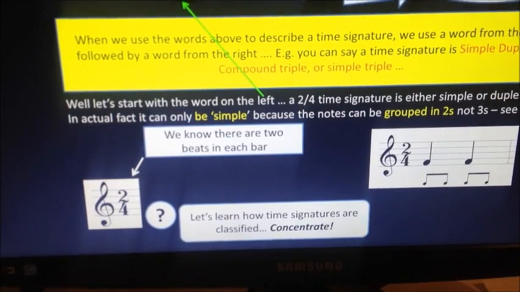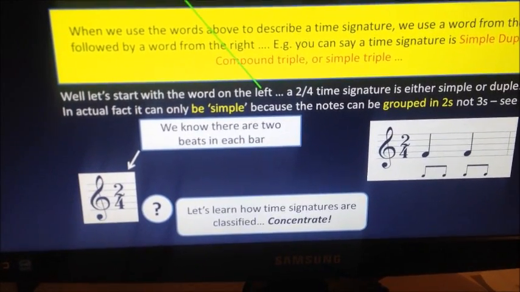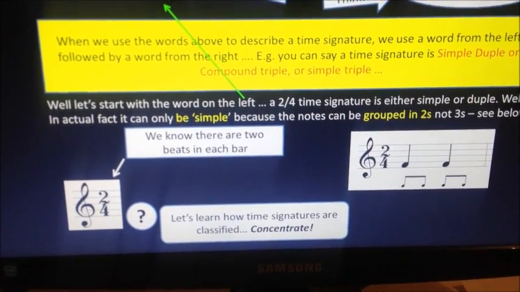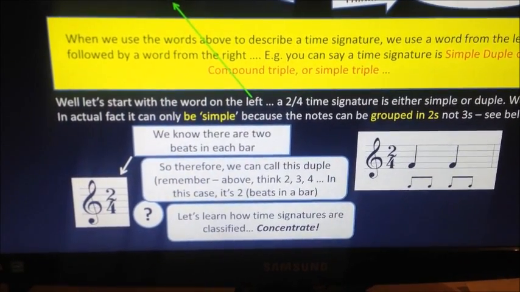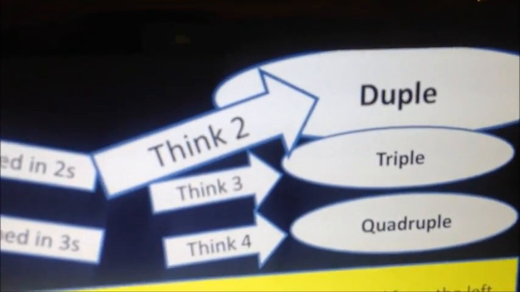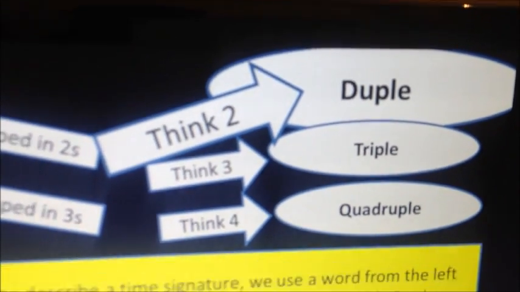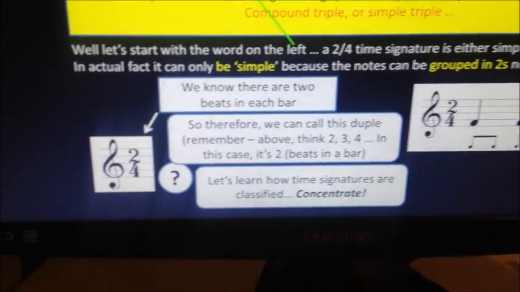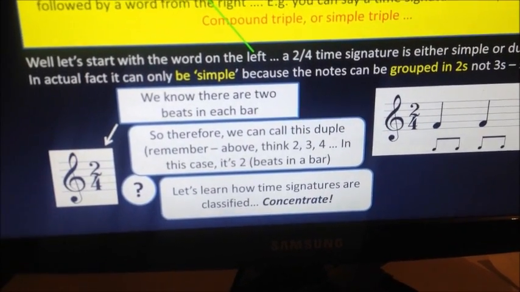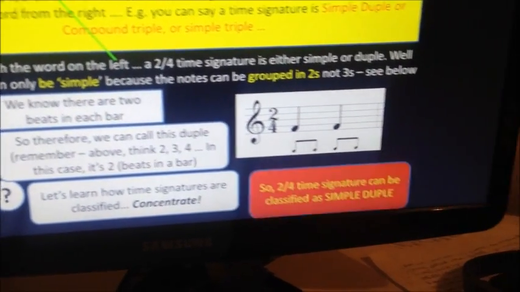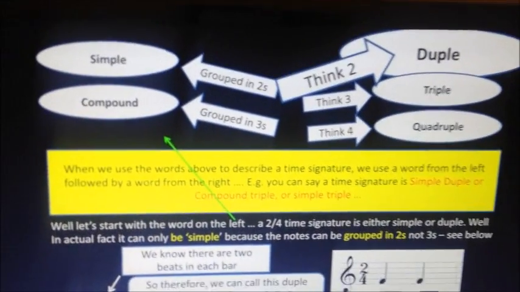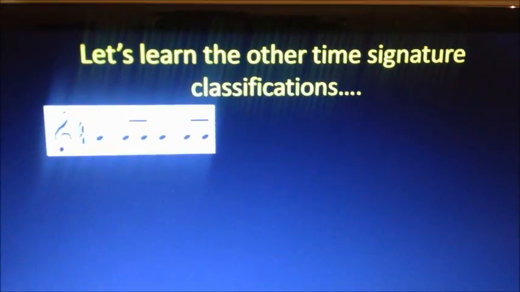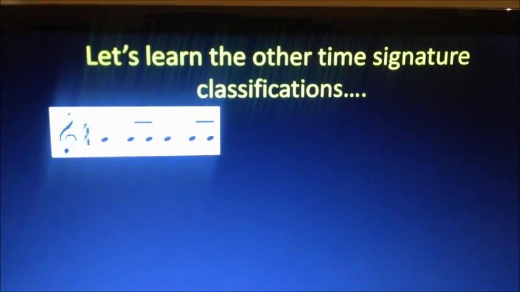Now, we know already, hopefully, that the 2 at the top means there's 2 beats in a bar. So, therefore, we can call it, think 2, duple, simple duple. We can call the 2/4 time signature simple duple. More on this as we go through. So learn the other time signatures.